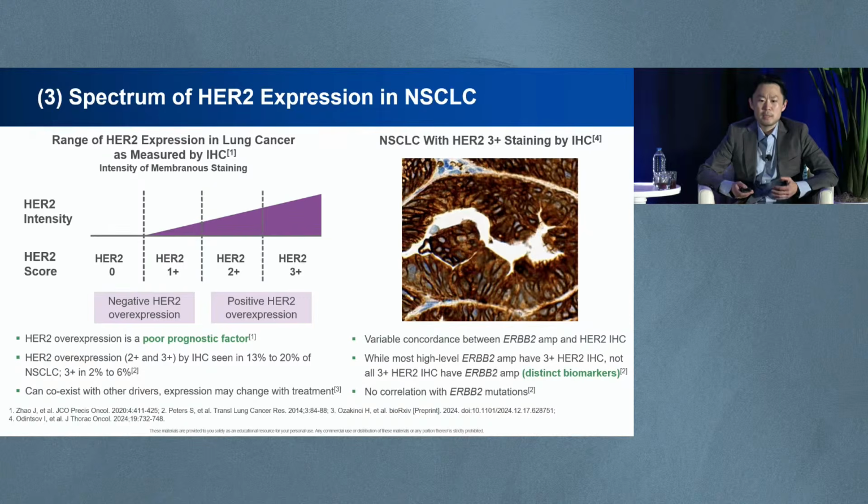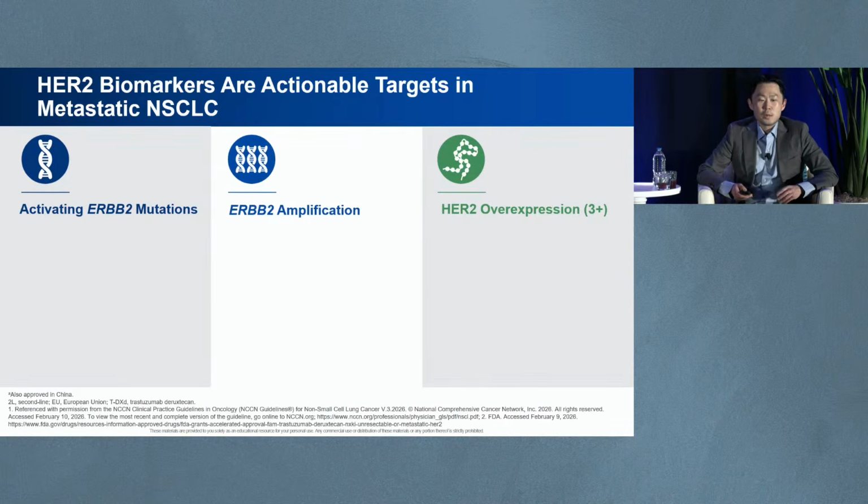And so in terms of the amplification and overexpression, most cases with high-level amplification are going to have 3+ staining, but the reverse is not true. So not all cases with 3+ are going to have an underlying amplification. And these mutations and amplification are now correlated in terms of the mutations. And so what this tells us is that these HER2 biomarkers, despite the fact that they're all HER2, are really distinct biomarkers that require a very unique and specific diagnostic approach.